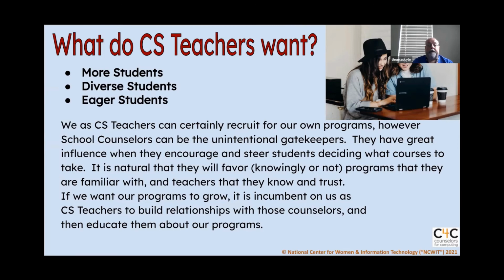This is where your school counselors come in. School counselors tend to know the students before you do. They're the unintentional gatekeepers, and they have tremendous influence on where kids go and what they decide to take. And so that's where you want, as a CS teacher, to build a relationship with your school's counselors. That was easy here with my wife, but before she joined the same high school that I work at, there were other counselors before her and in the other school where I taught.